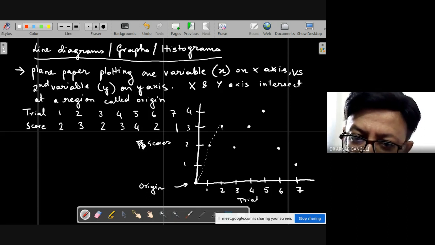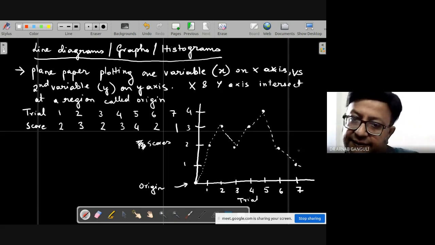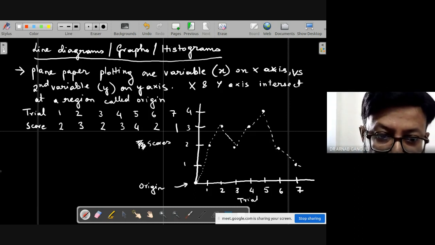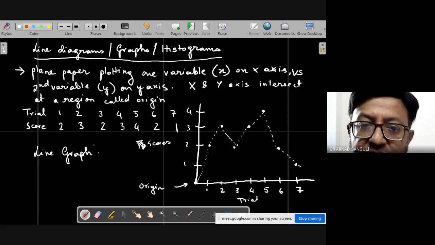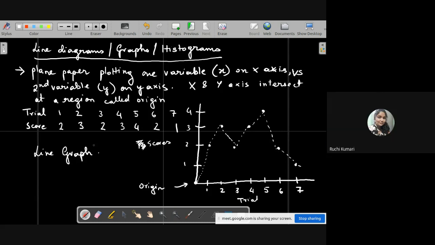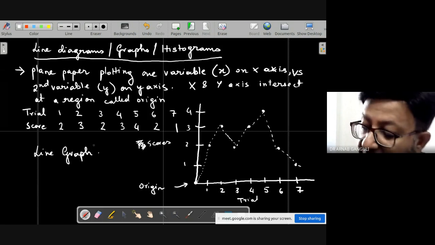You can see your performance on the graph. So this is known as a line graph. Clear? Did you understand? Yes, sir. So this is a trial graph. Next, we are going to bar diagrams.